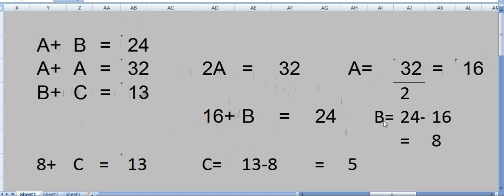Now put this B, 8, in the third equation. So what is that? B plus C equals 13. So 8 plus C equals 13. So C equals 13 minus 8, which is 5. C equals 5.